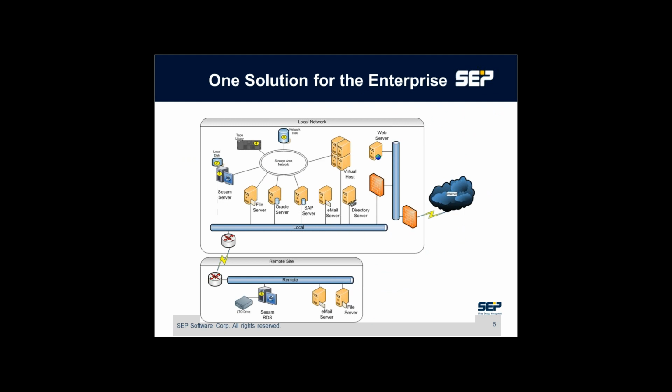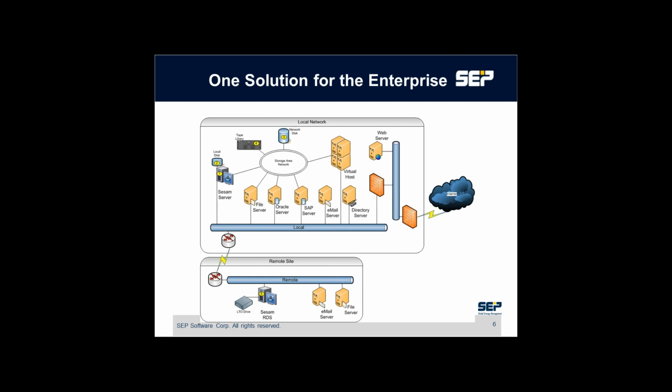So going back to the concept of having one solution for the entire enterprise, here's just a quick diagram that we can show that kind of highlights the most common things that you would find in an enterprise and just how everything ties together. On the left-hand side, at number 1, we have the main SEP server. Attached to that is some local disk storage, and it's also attached to a SAN. So we can back up all of the other servers that are connected directly to that SAN. We can back those up as well.